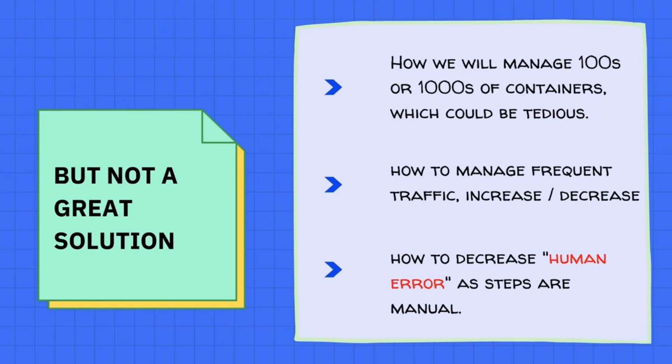Finally, how are we going to decrease the human error? Because of the creation, the deletion, and the updation, let's say if you have a new code, you need to go ahead and update each and every image, and then create a container out of it and remove the older ones. All those things are going to be a manual task, and when there is a manual task, there is a high possibility of human error. So how are we going to eliminate human error when we are managing the containers manually?